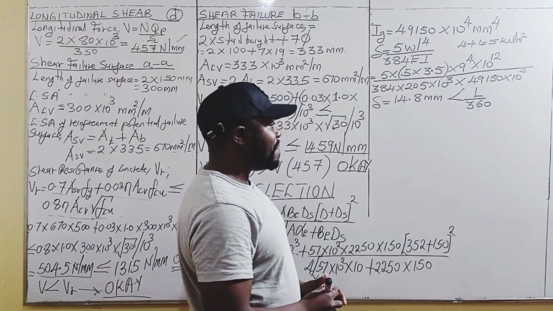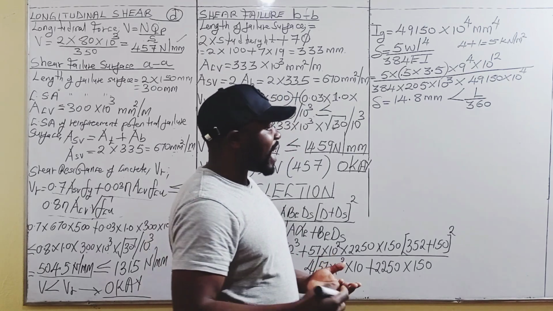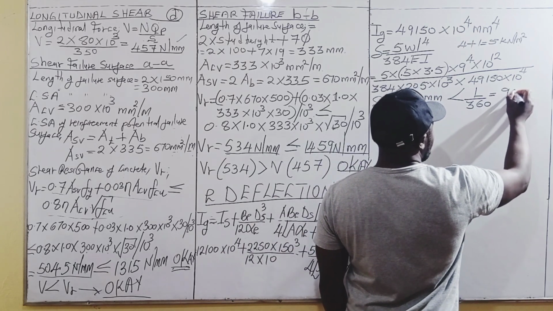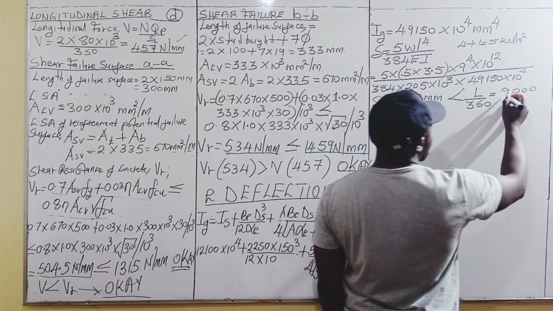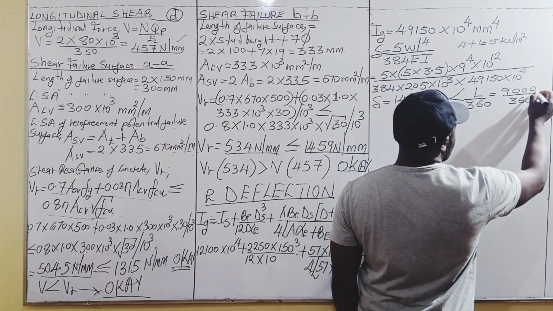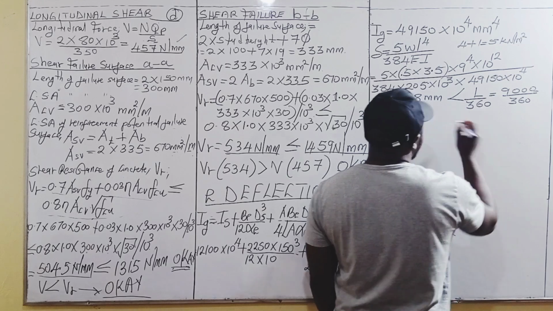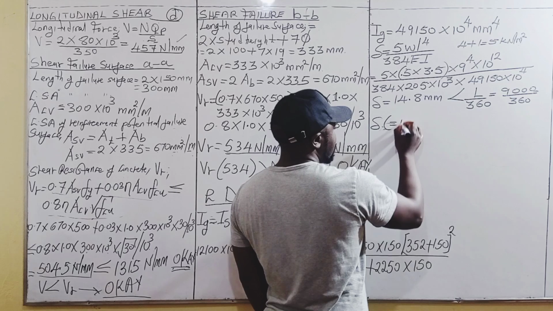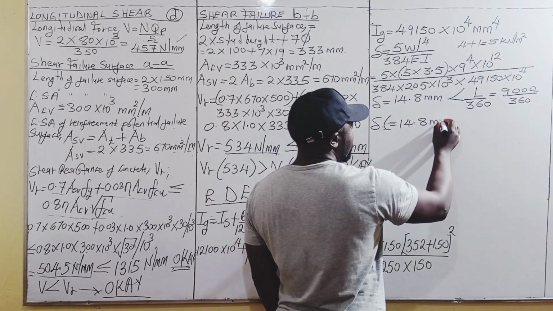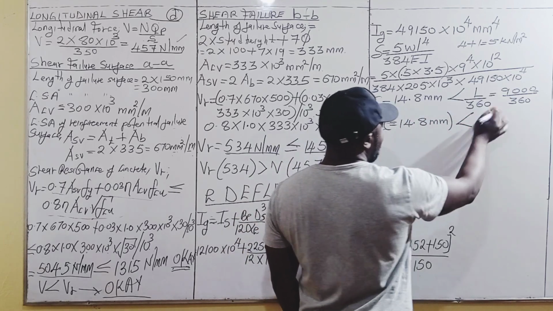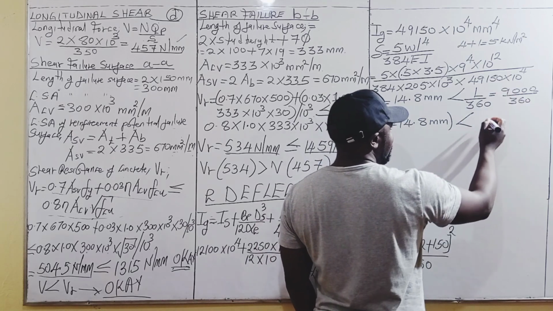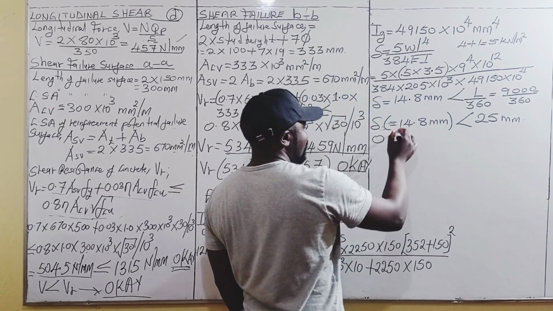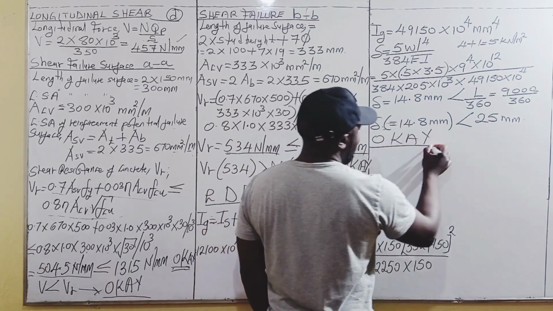That is for beam carrying plaster or any other brittle finish. L in this case is 9 meters converted to millimeters. That is 9,000 millimeters. We divide by 360, which is 25 millimeters. Therefore, we find that the deflection, which is 14.8 millimeters, is less than L over 360, which is 9,000 over 360, which is 25 millimeters, meaning that the section we have selected is very much okay.